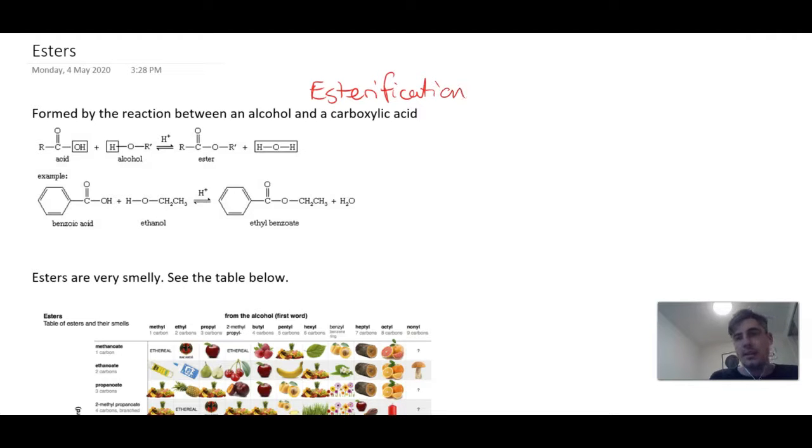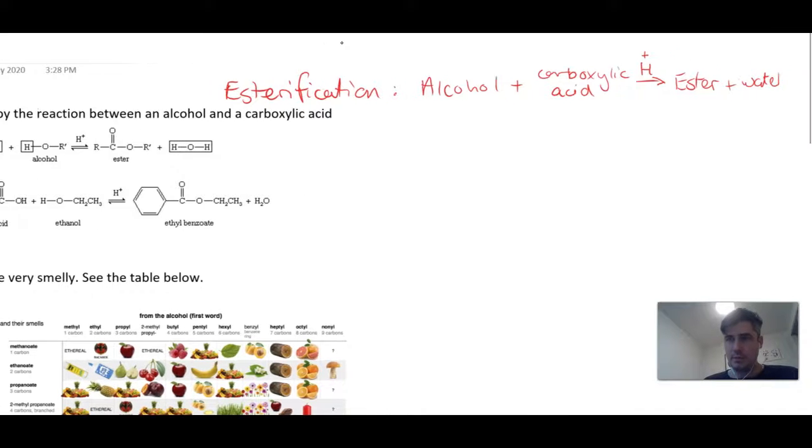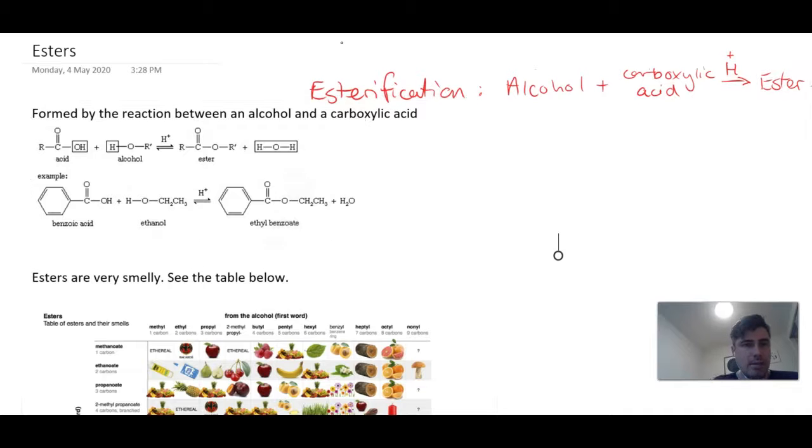And it's where we get an alcohol and we get a carboxylic acid, and we put those in acidified conditions. So we usually use something like sulfuric acid to provide protons, H+, to produce an ester and water as a byproduct. Plus water.